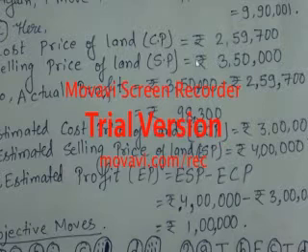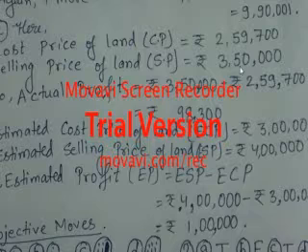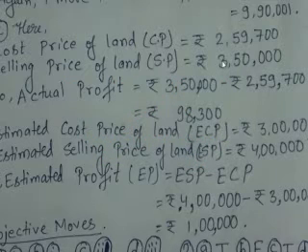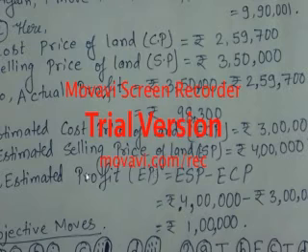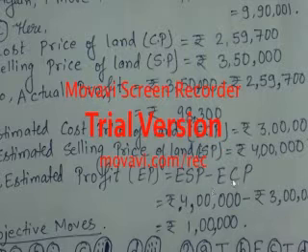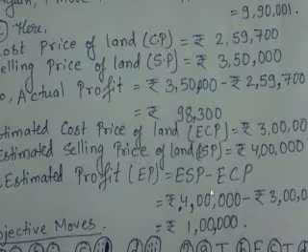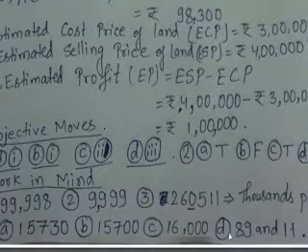In the same way, if you see SP, it is also 3 lakh 50,000. So in 10,000 there is 5. So 1 will be added to 3 lakh and all the rest will become 0. So I had written estimated selling price of land, ESP, is equal to rupees 4 lakh. So estimated profit, EP, is equal to ESP minus ECP, that means estimated cost price. So rupees 4 lakh minus rupees 3 lakh becomes rupees 1 lakh.